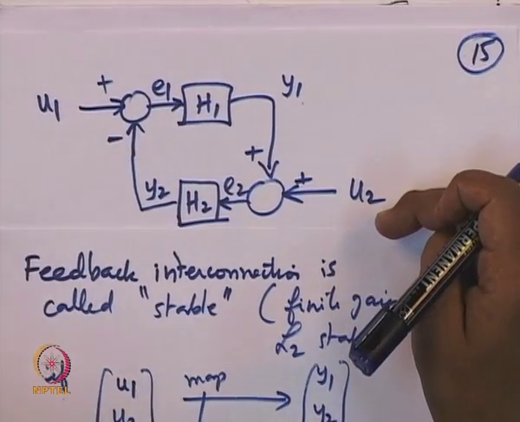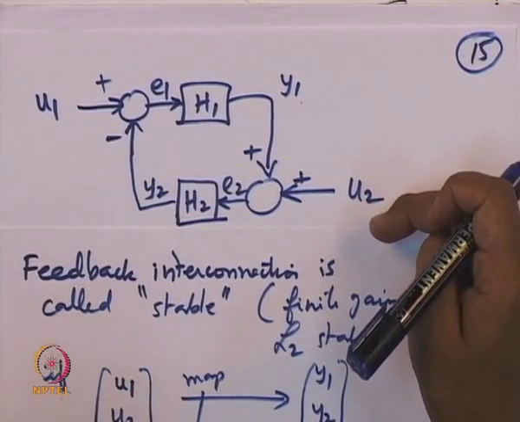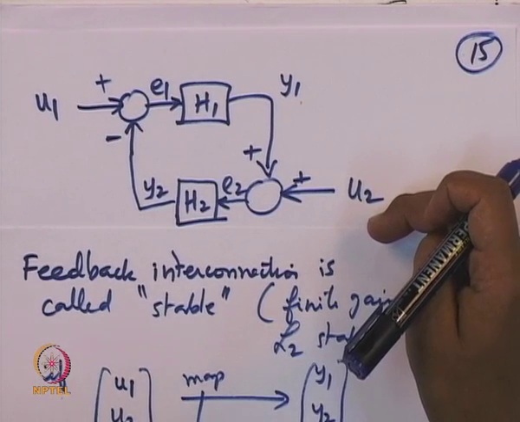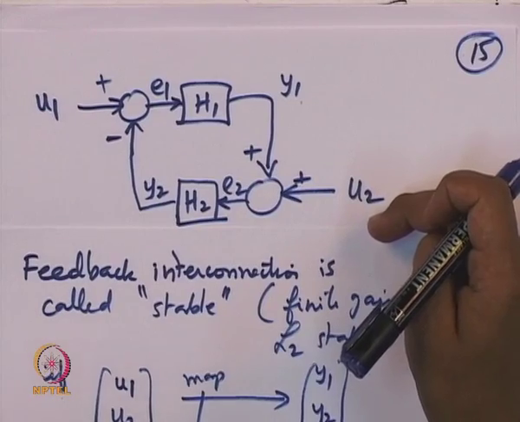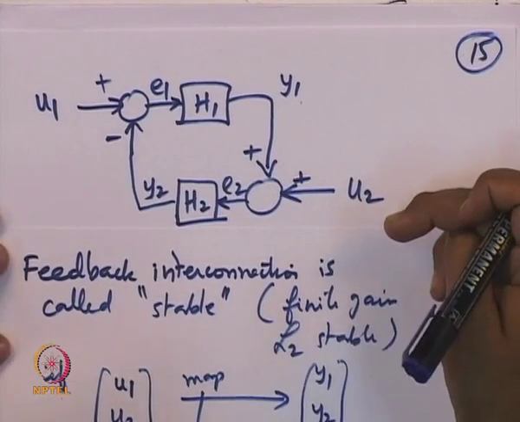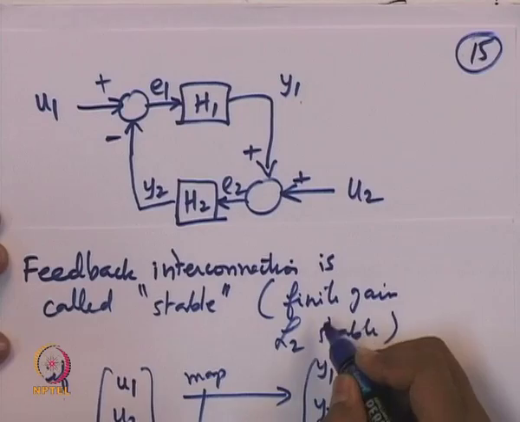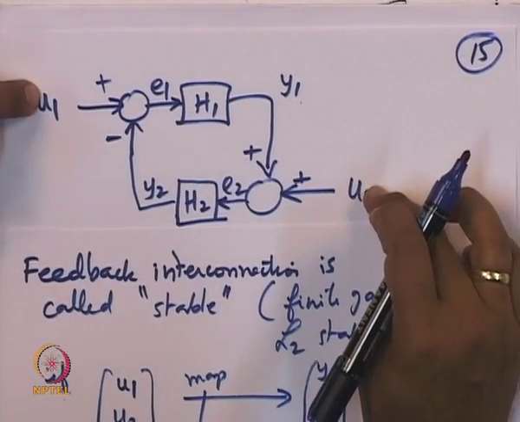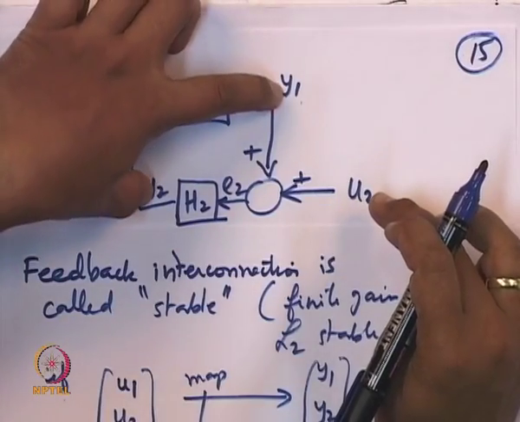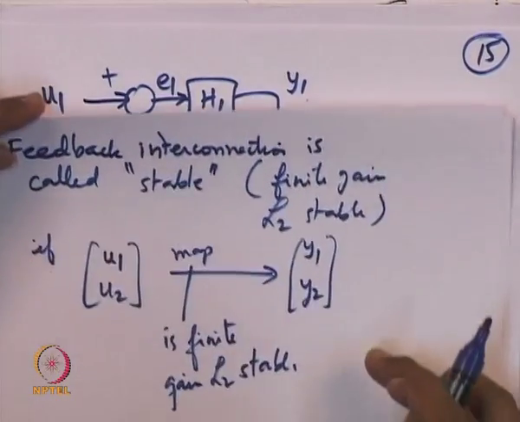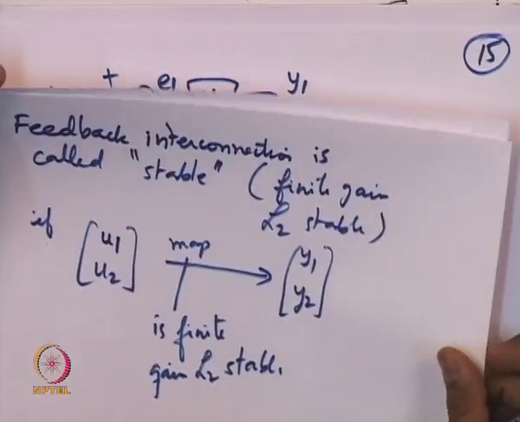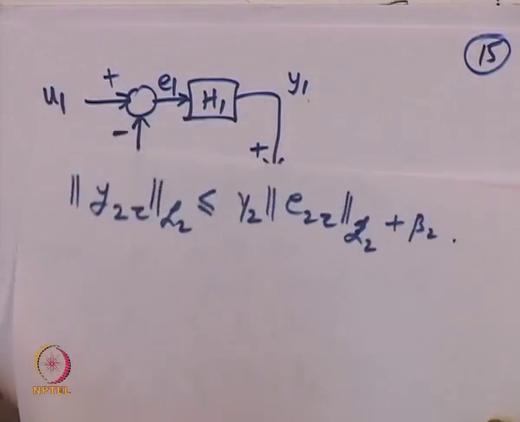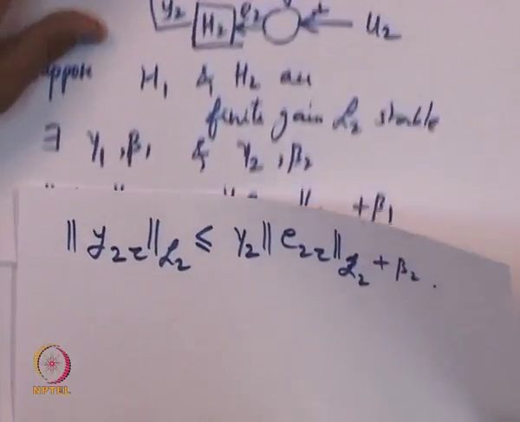All these four are unique. So, we have already assumed that this particular feedback interconnection is well-defined. After it is well-defined, we have introduced the notion of feedback interconnection being stable. Feedback interconnection being stable means that the map from u1, u2 to y1, y2 is finite gain L2 stable. For this feedback interconnection to be finite gain L2 stable, we are going to see a sufficient condition.